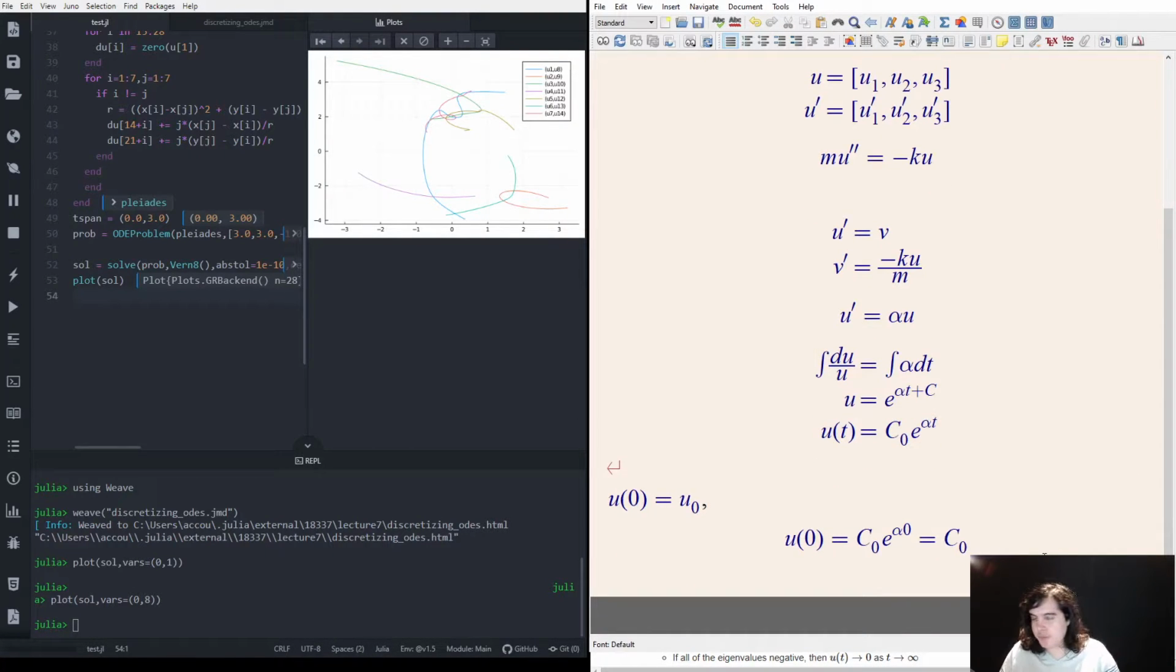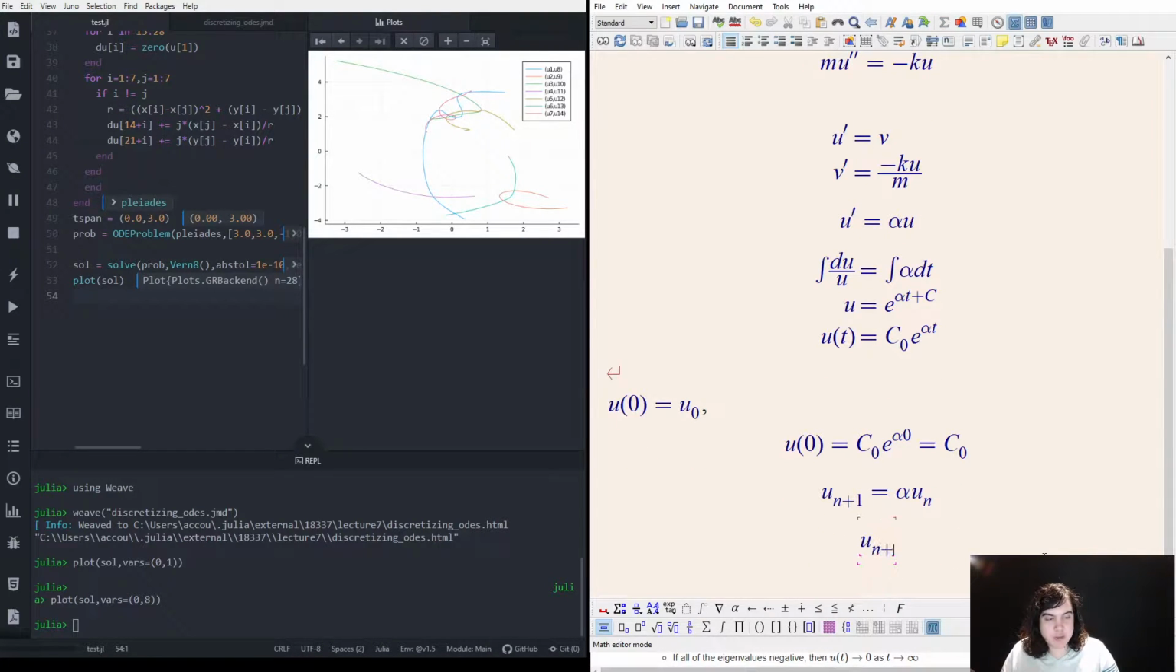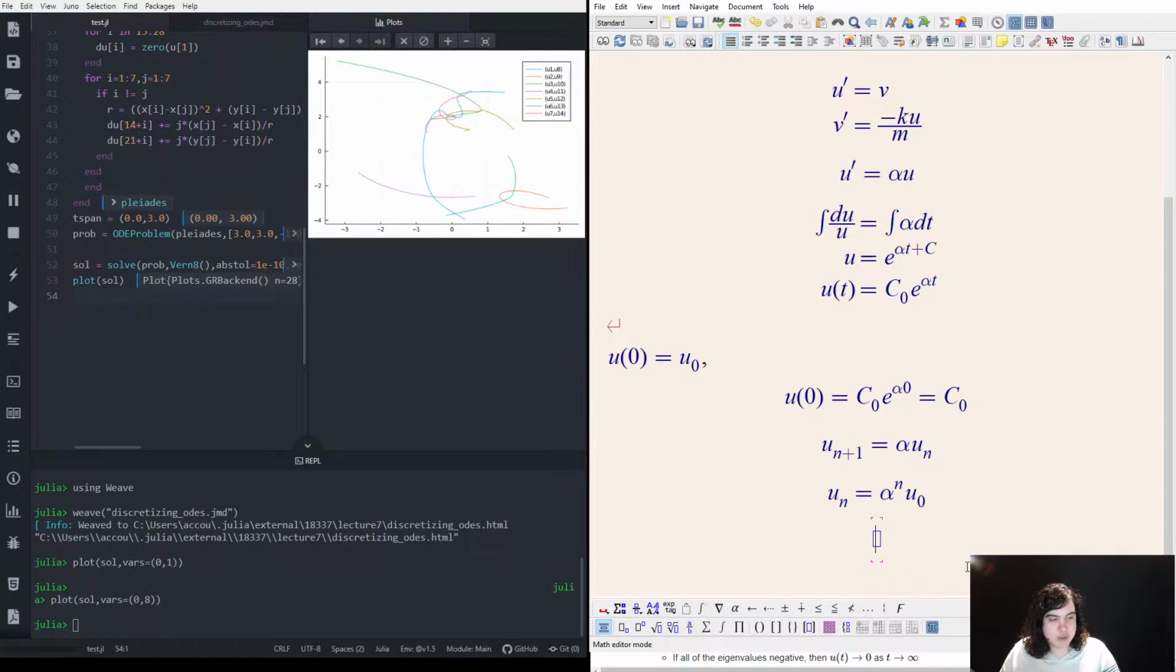Let's contrast that for a second with the discrete dynamical system. So u_{n+1} equals alpha u_n. This gave us the analytical solution that u_n equals alpha to the n times u0. So it's very similar. This one is growing exponentially in terms of n in the exponent. Our new equation is growing exponentially with t in the exponent.